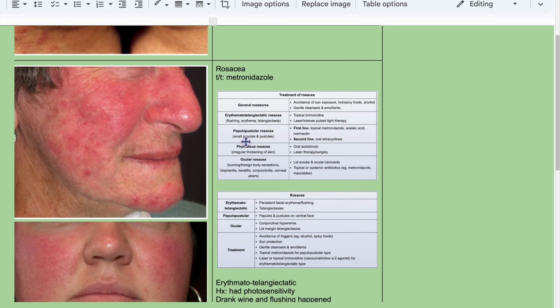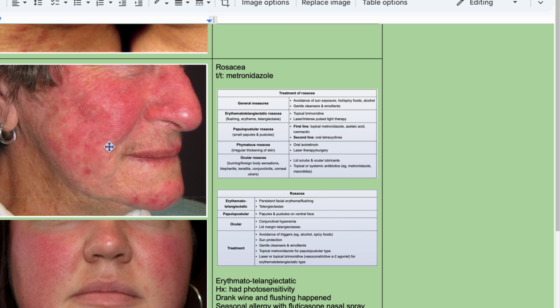Here, it's hard to confuse it with SLE because of the presentation and the question stem itself, and if they tell you it's a 60-year-old lady, it's usually going to be this and not SLE.